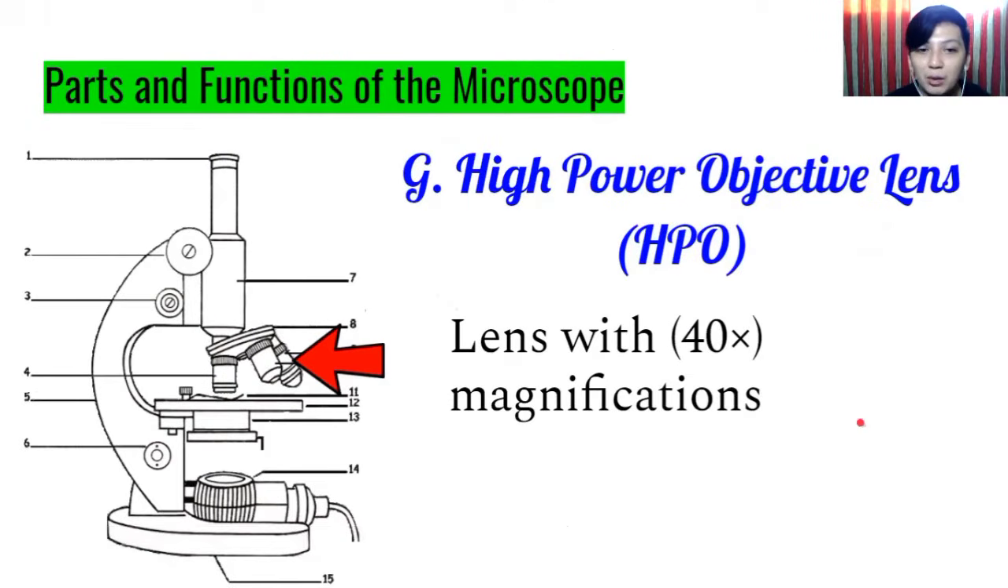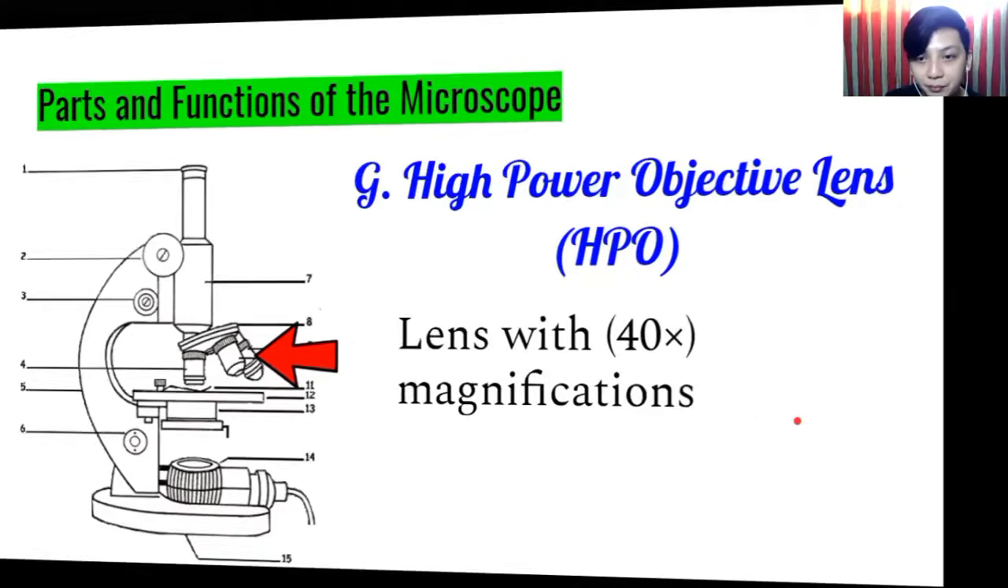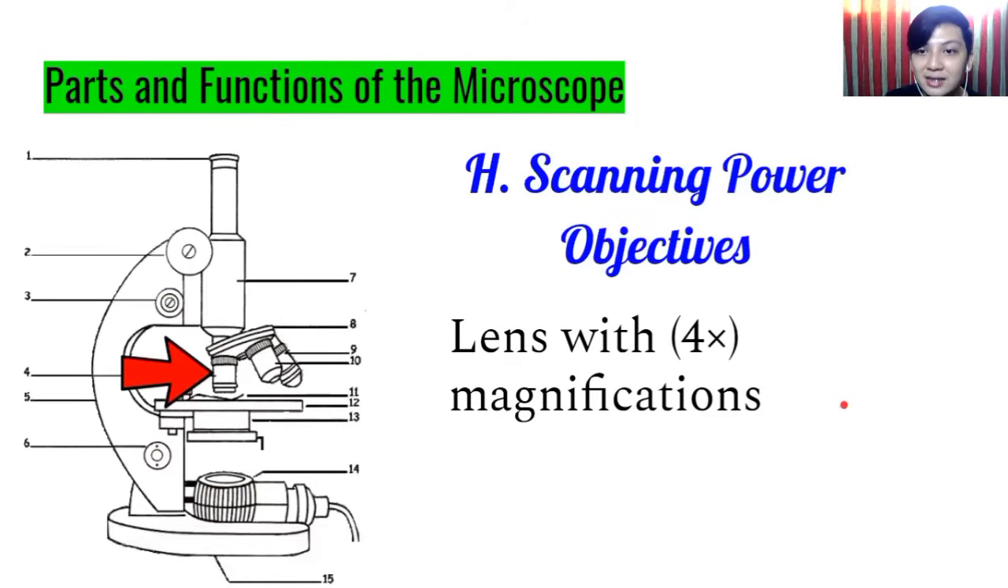And then we have high power objective lens or the HPO. Usually may color distinction. So minsan kapag LPO may isang line na color blue, kapag naman HPO or high power objective lens may dalawang strip na kulay red. So it depends. So HPO is the lens with 40 times magnification. And then the last lens is the scanning power objective lens with 4 times magnification. So scanning power usually it is the basic, yung pinakamaliit.